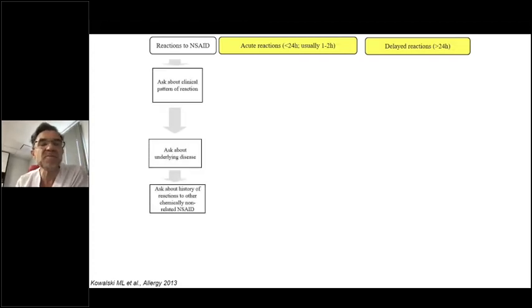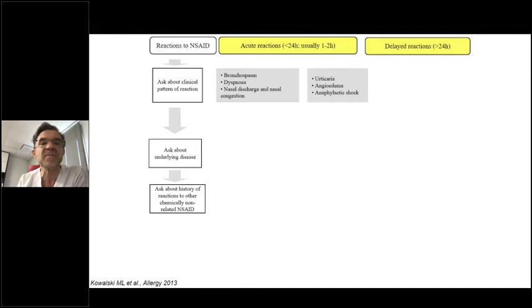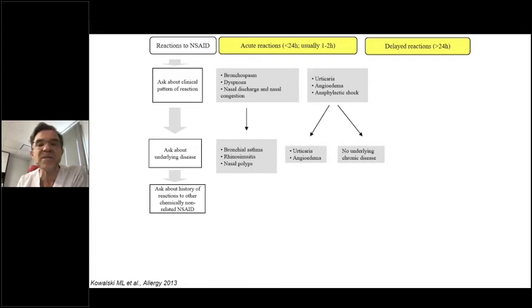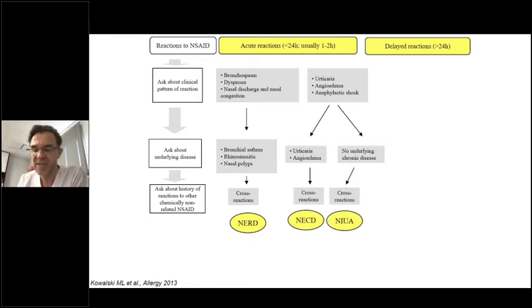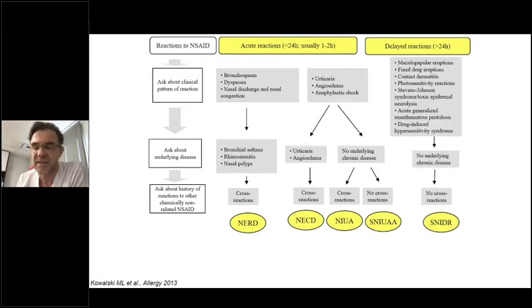And having those parameters in mind, which I drew here on this slide, starting with acute, less than 1 day after the last drug intake, usually very quick, whether it's respiratory on the left-hand side or cutaneous on the right-hand side, whether there is or there is no underlying disease, whether there is or there is no cross-reactivity, you can diagnose NSAID-exacerbated respiratory disease, NSAID-exacerbated cutaneous disease, NSAID-induced urticaria and angioedema, and the single NSAID-induced urticaria, angioedema, and/or anaphylaxis for the immediate reactions.